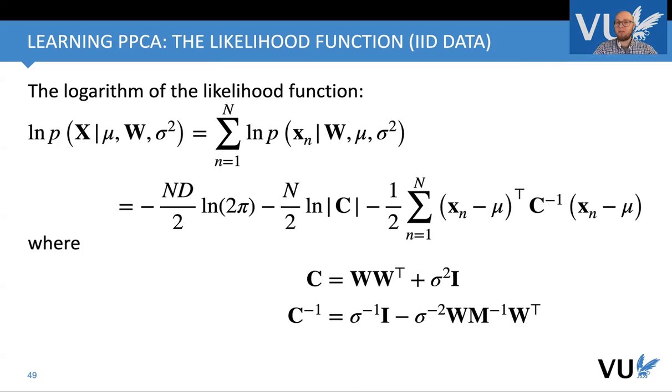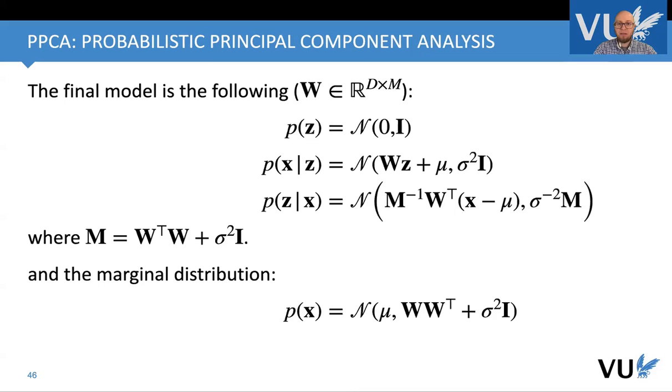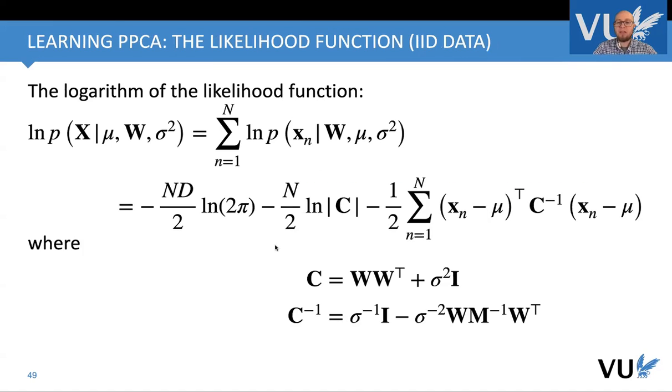So now we can calculate it in closed form, where the matrix C is given by this formula, and the inversion could also be calculated in this form, right? What is the difference between M and C? Let's go back. M is W transpose times W, but C is W times W transposed. Again, why is this different?